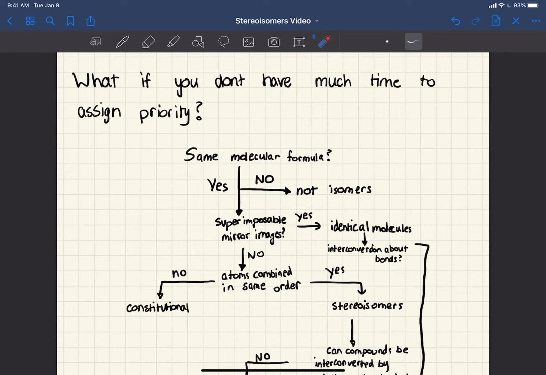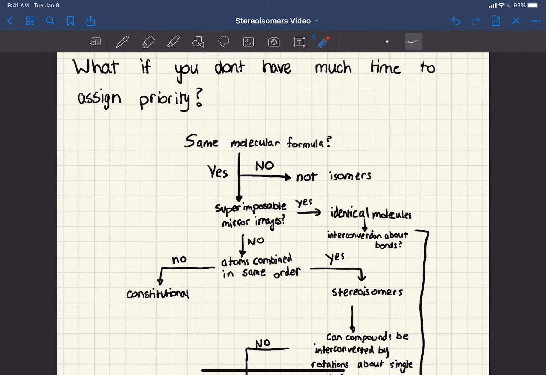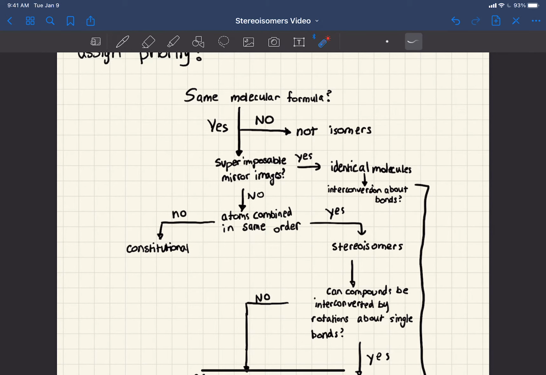In this chart, basically, this chart can be used whenever we're comparing two molecules, right? So the first thing we want to check is the molecular formula of a molecule. And if we see that the molecular formula is not the same, we can already determine that they're not isomers, right? And if they are the same molecular formula, we have a bunch of other things to check.